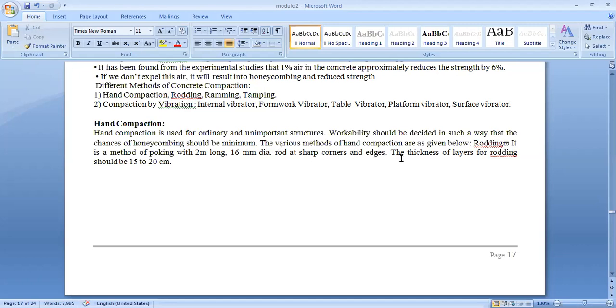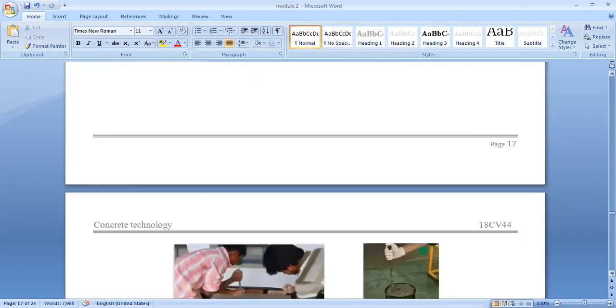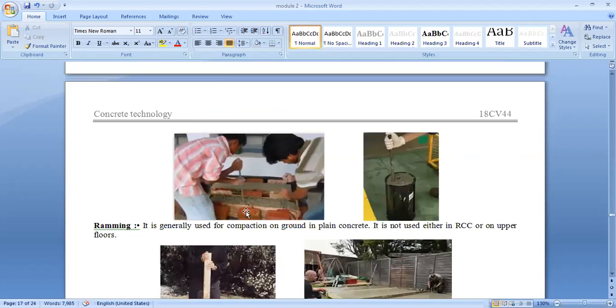Various hand compaction methods you are adopting. First will be the rodding. Rodding means it is the method of poking with a 2 centimeter long 16 mm dia rod at sharp corners and edges. Just taking a rod, here it is, just poking, inserting into the concrete.